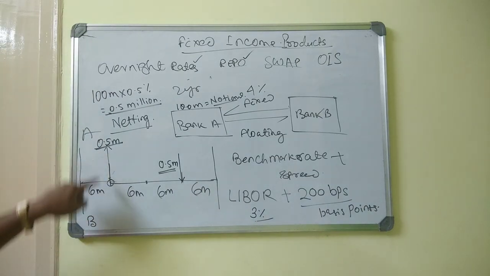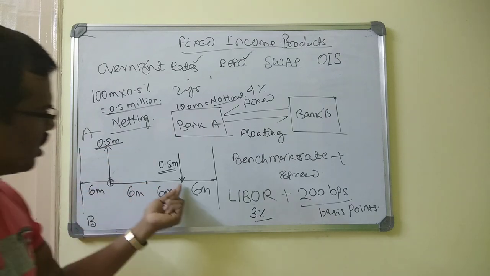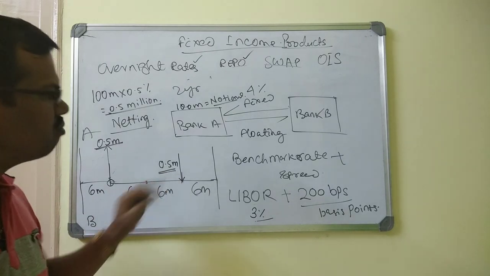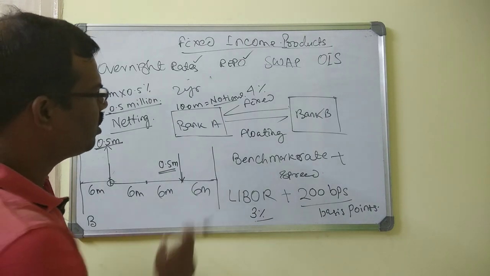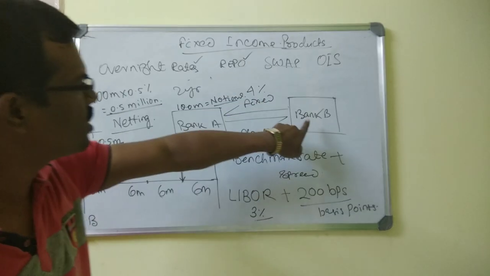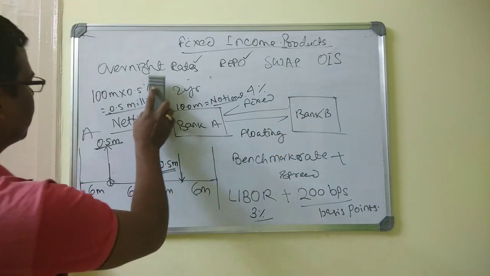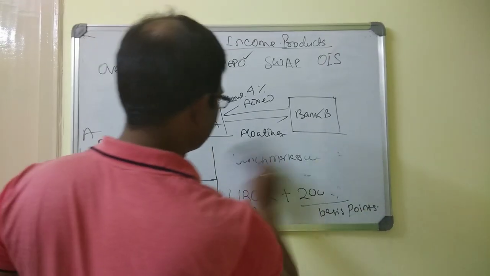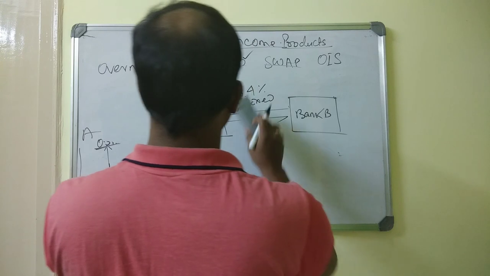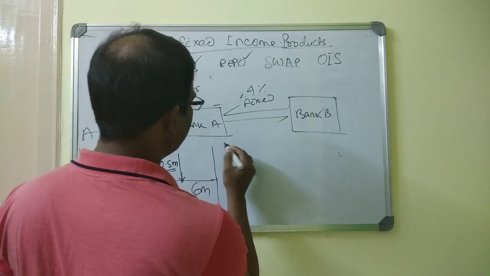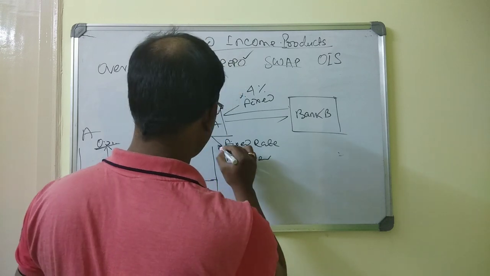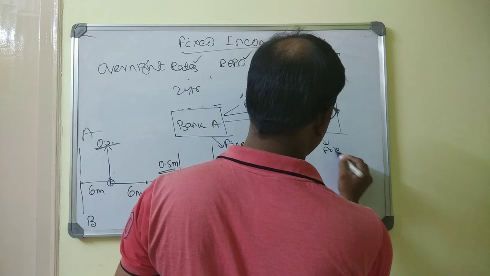Look at the direction of the arrow. Initially A was receiving 0.5 million, but here, because of the interest rate movement, A is now paying B 0.5 million. So whenever the floating interest rate goes up, bank A, the fixed rate receiver, becomes the floating rate payer, and bank B becomes the fixed rate payer.